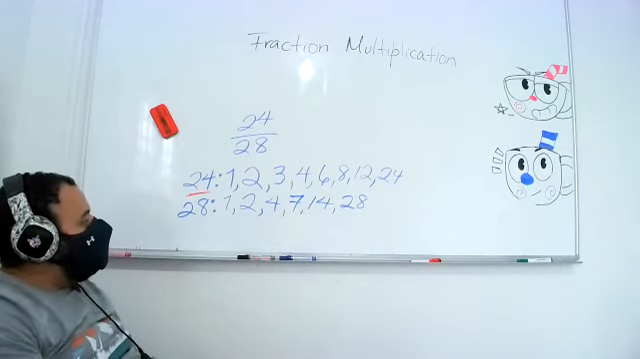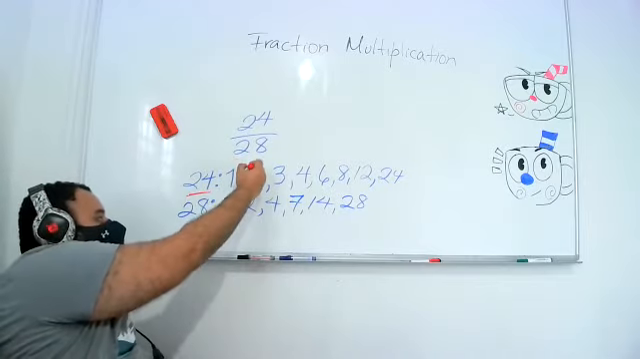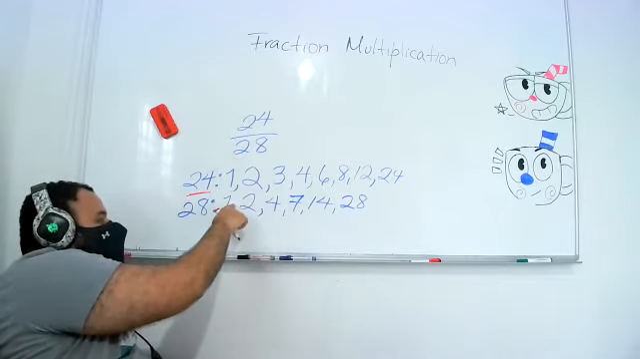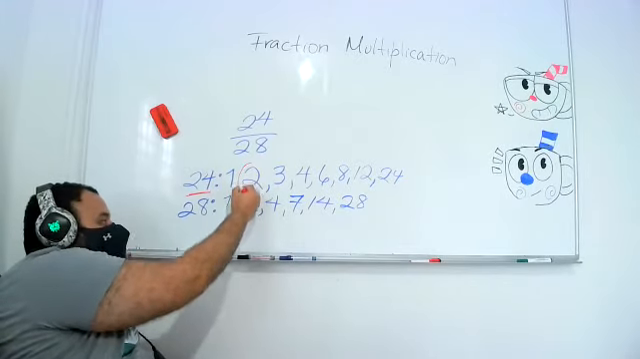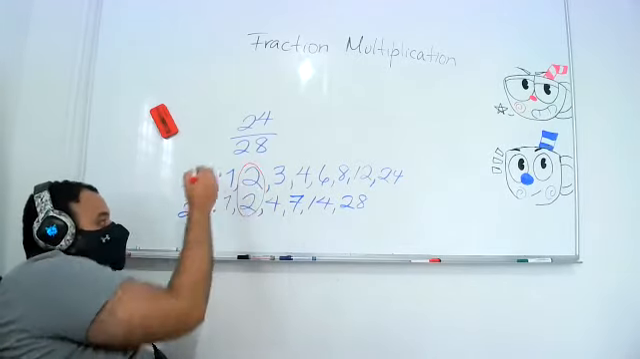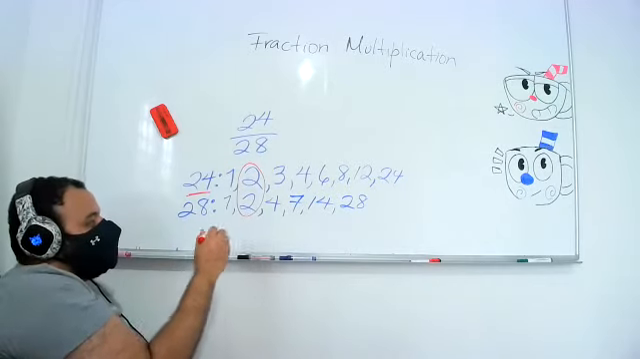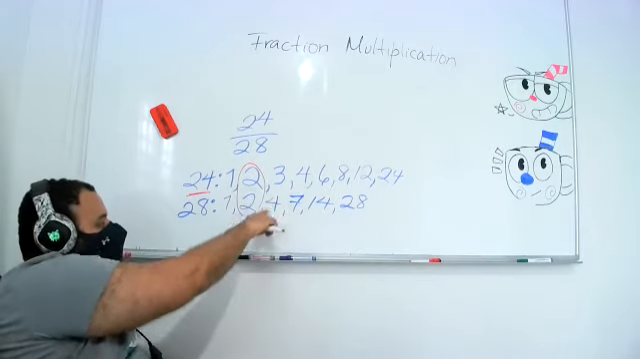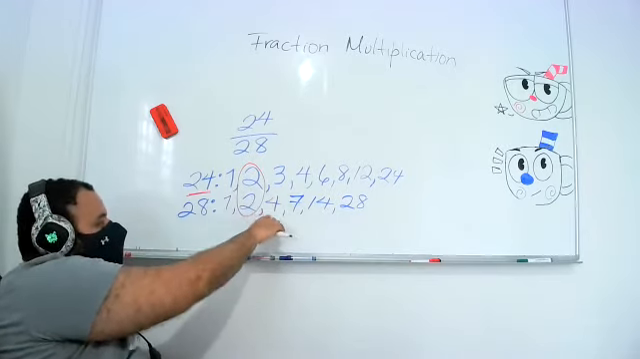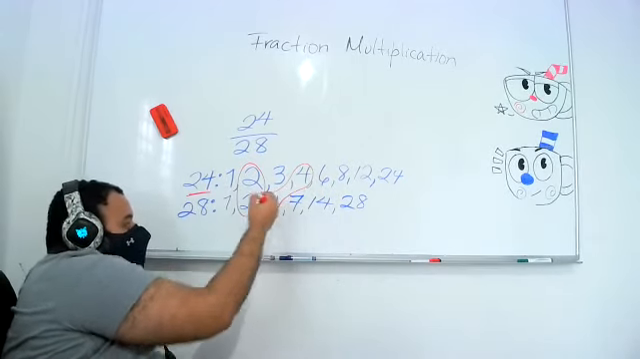There are many in common. I'm going to mark the ones that are in common. 1 is a factor in common, but it's not useful for what I want to do. 2, yes, is in common. What else is in common? After 2, 3 does not appear in both lists, but 4, yes, 4 appears in both lists.